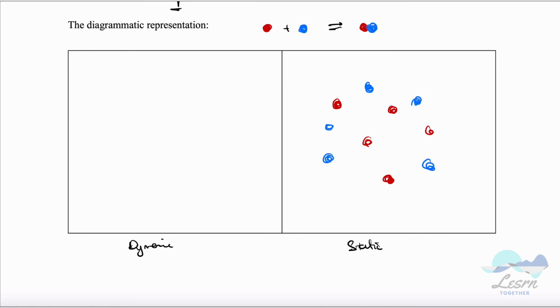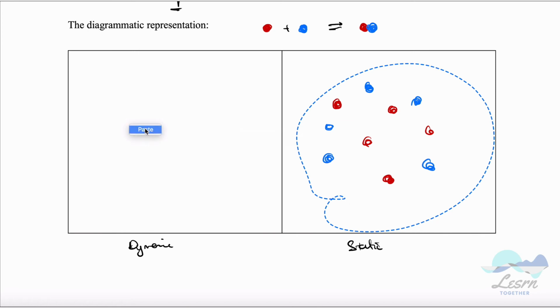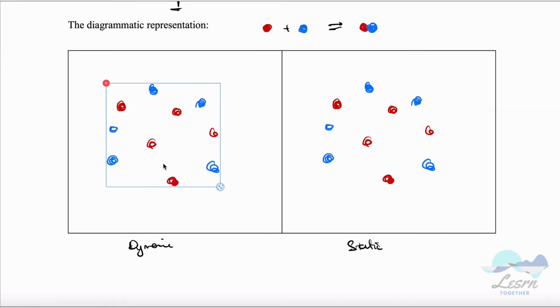Now, if I replicate this and show what a dynamic process is, we said there is something going on. There is a forward reaction and there is a reverse reaction, but there's no change in concentration. So this is at the very start, and we're not at equilibrium yet. The reaction might move towards equilibrium.